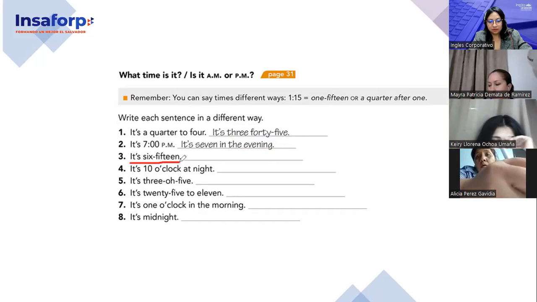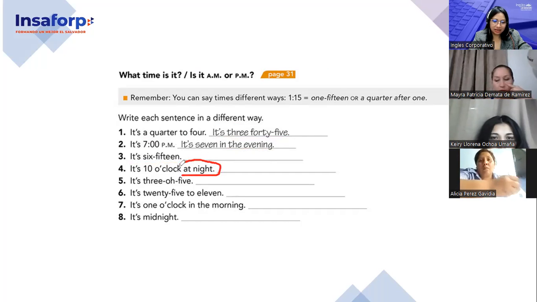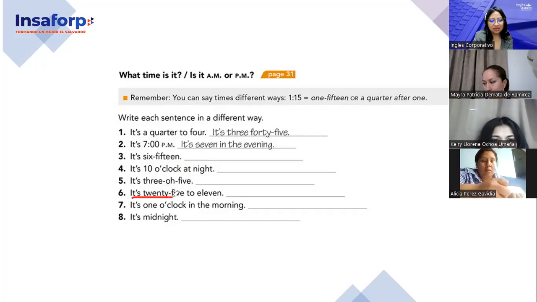En este caso, it's 6:15. Veamos de qué otra forma decimos son las 6:15. It's 10 o'clock at night. Aquí, en la número 4, esto quiero que me cambien. No decir at night. Number 5. It's 3:05. Son las 3:05. ¿De qué otra manera digo son las 3:05? Number 6. It's 10:25. 25 para las 11. ¿De qué otra manera puedo decirlo? It's 1 o'clock in the morning. En la número 7 quiero que cambien la expresión in the morning por algo más. Y en la número 8, it's midnight. Que me digan qué hora es exactamente midnight.